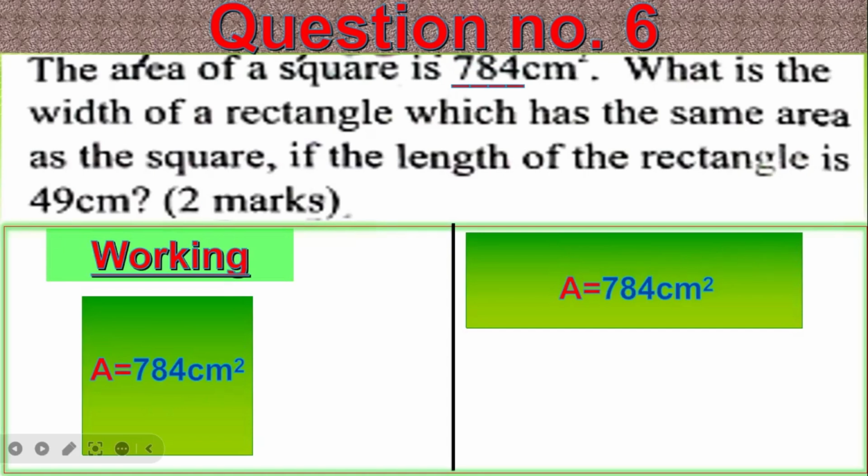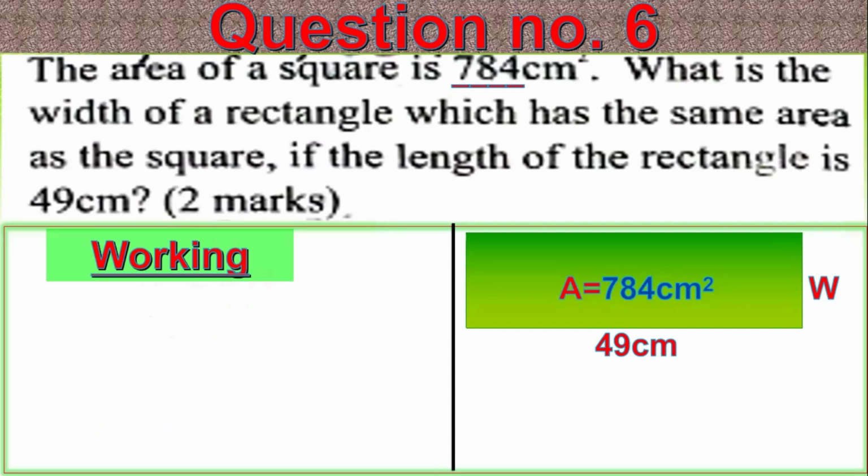And for rectangles, we know the area is calculated using length times width. Fortunately, we are given the length. We are told the length is 49 and the width we don't know is W. So our interest here is not calculating the size of the side of the square. Our interest is looking for the width. So let us do away with this. Then we say area of a rectangle is length times width. So width will be area over length. Yeah, the area over length.